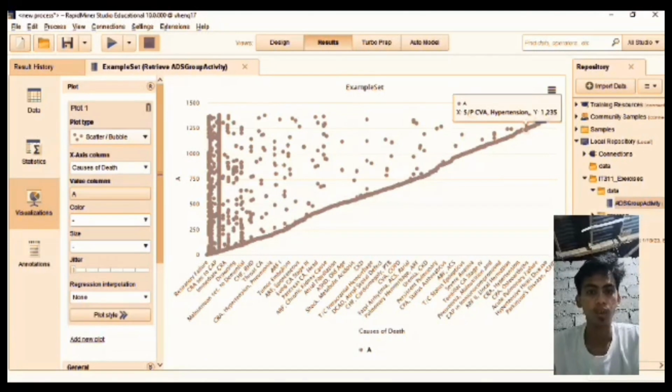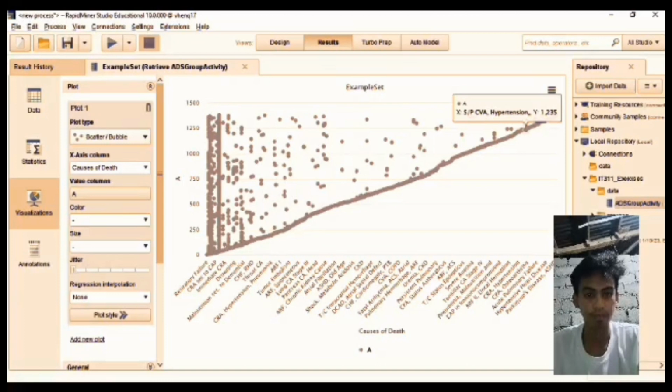In analyzing the cause of death, we use the scatter bubble as the plot type. The most common cause of death from the sample set is respiratory failure, ranging with the number of 1 up to 1,350 people dying from it. And the cause that follows is CRA sec to cap, ranging with the number of 1 up to 1 people dying.